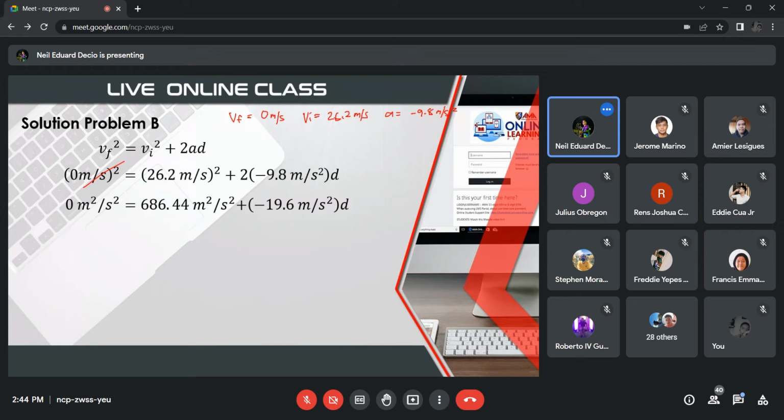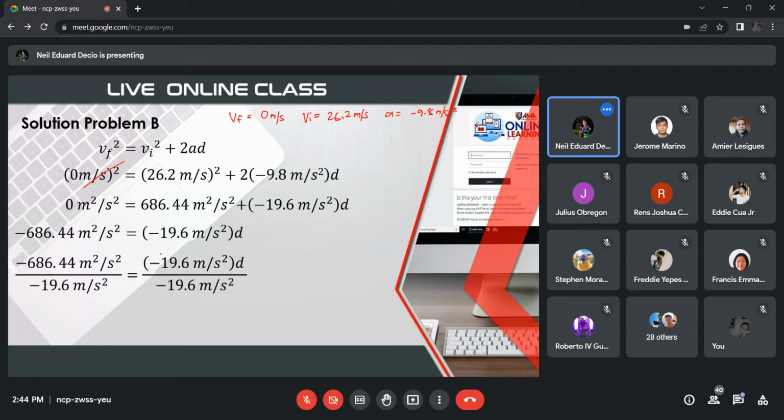So this is how it would look like. Negative 686.44 meters squared per second squared is equal to negative 19.6 meter per second squared times D. For D, the displacement, to be alone on the other side of the equation, we have to divide both sides by negative 19.6 meter per second squared. So this would be divided out, and we just have D on the right side. Then we divide negative 686.44 meters squared per second squared by negative 19.6 meter per second squared. Negative 686.44 divided by negative 19.6 is positive 35.02 meters.